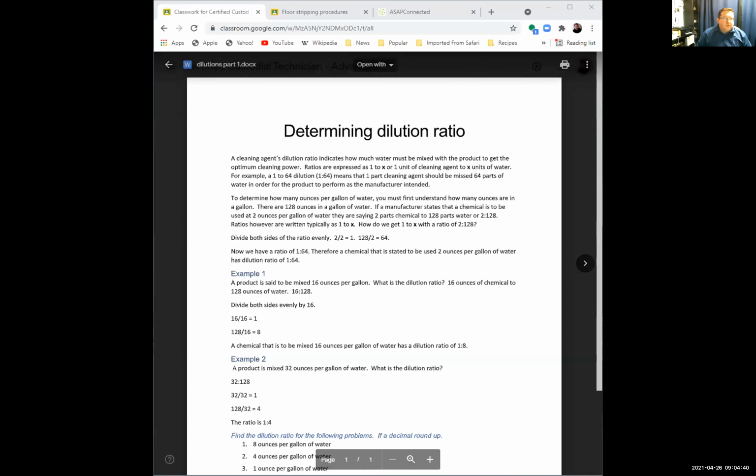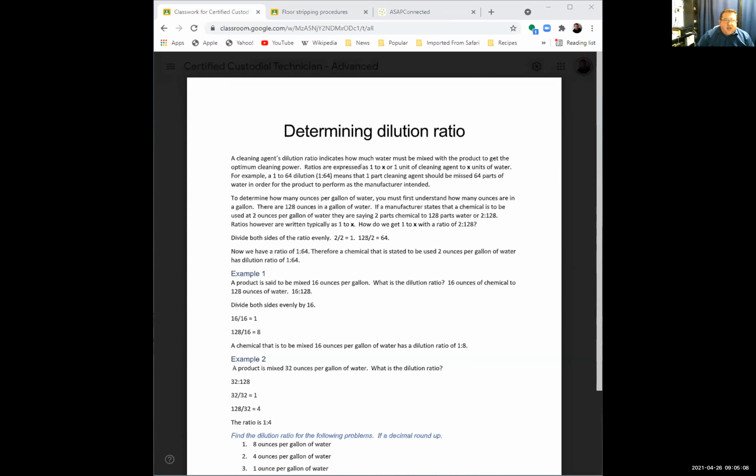So let's start first with just the idea of dilutions, and let me share my screen with you on this one. So when we start looking at dilution ratios, I sent this out as a homework assignment, but I will go through and explain it a little bit again, and we'll actually go through this process. So the instructions explain that a cleaning agent's dilution ratio indicates how much water must be mixed with the product to get the optimum cleaning power.